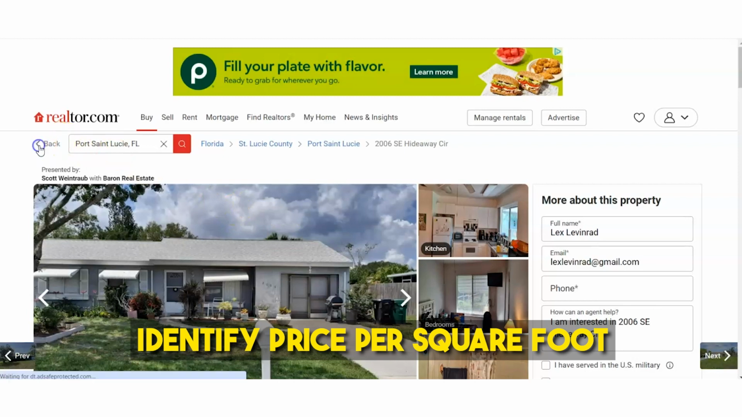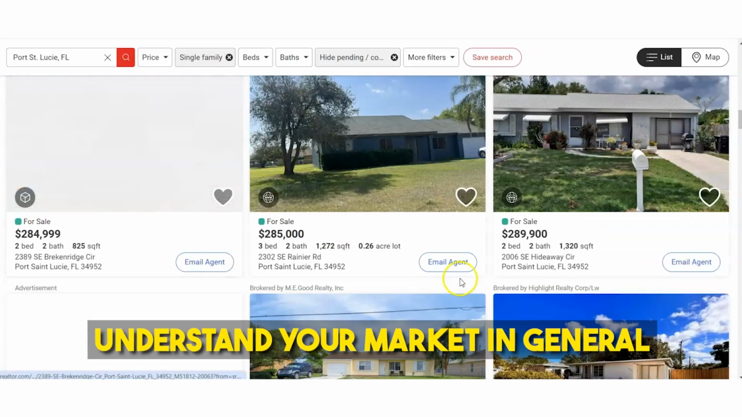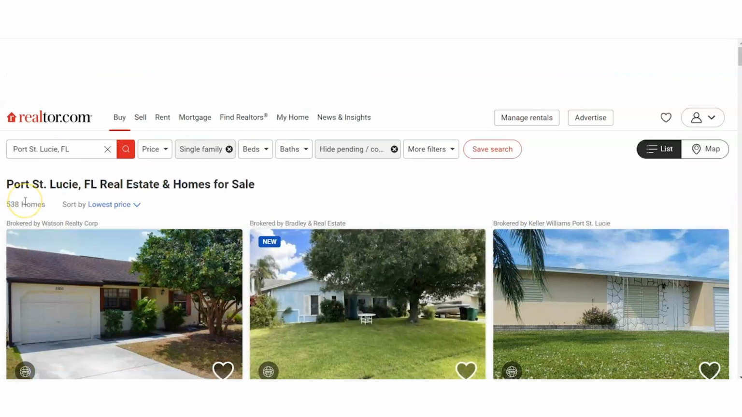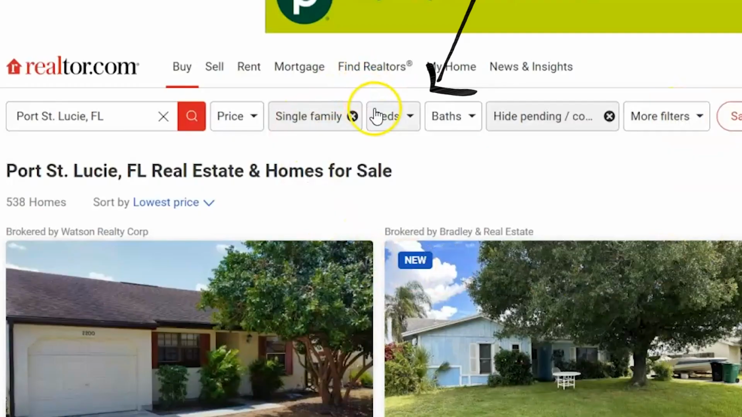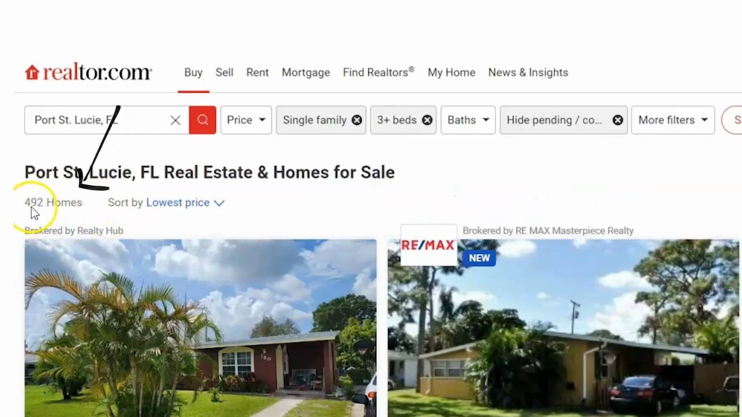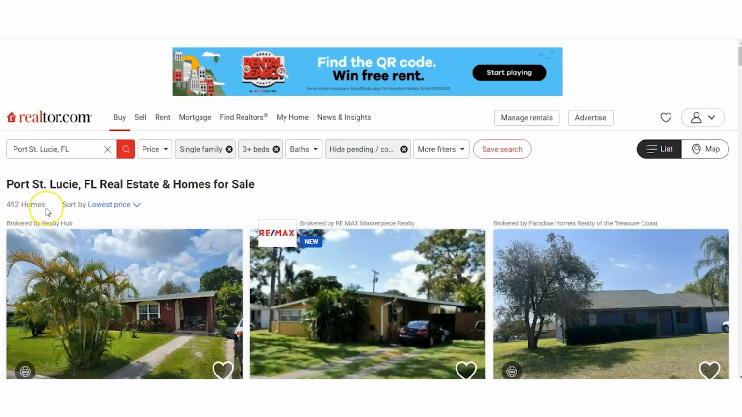Now, another thing you can do is just understand your market in general. Like as an example, there's 538 homes for sale. So if you go under the more filter category, before I do that, actually, let me show you beds and baths. If I go into beds and baths, I see there's 538 homes for sale. Let's see how many of them are 3 bedrooms. It shows you 492. So that means there's 538 homes for sale total, and 492 of them are 3 bedrooms.